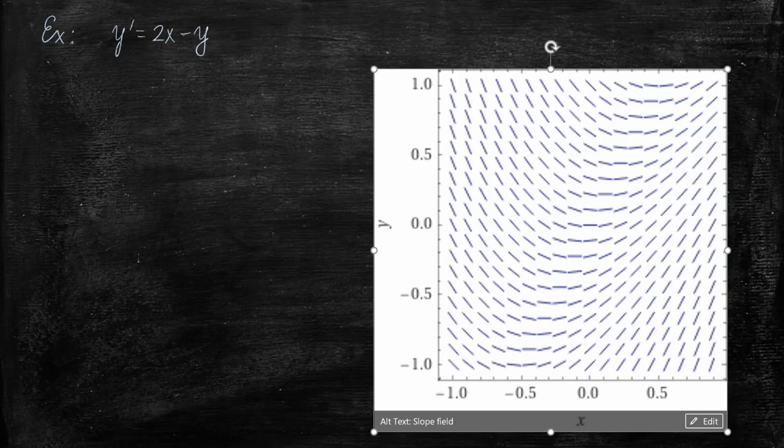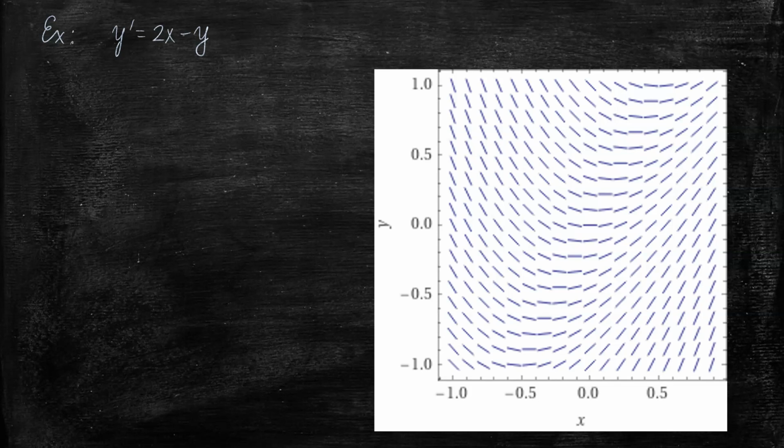Now that we know what a slope field is, let's try to figure out what we can do with a slope field. So let's consider this differential equation, and let's consider its slope field that looks like this. I got it from Wolfram Alpha. So the first question is, what do we do?